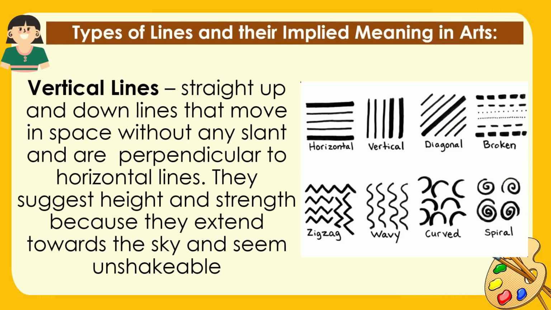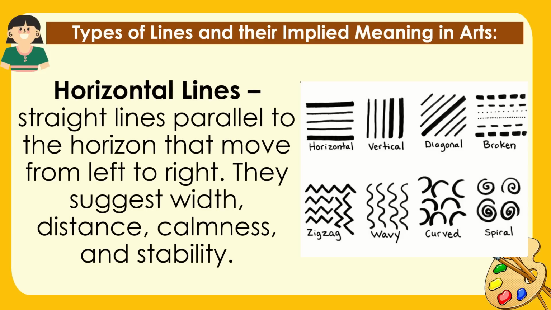We have types of lines and their implied meaning in arts. First, vertical lines. Straight up and down lines that move in space without any slant and are perpendicular to horizontal lines. They suggest height and strength because they extend towards the sky and seem unshakable. Horizontal lines. Straight lines parallel to the horizon that moved from left to right. They suggest width, distance, calmness, and stability.